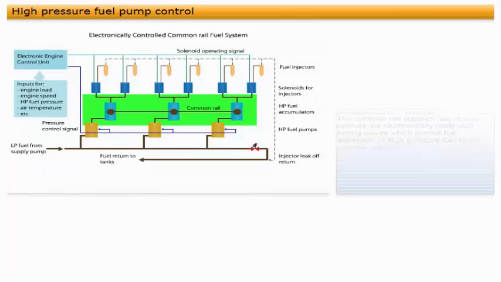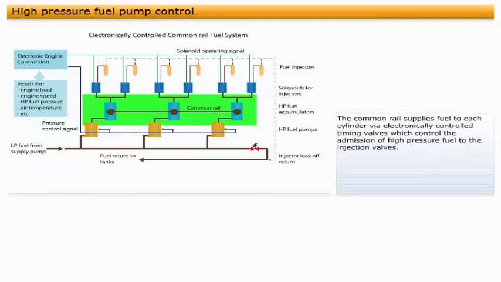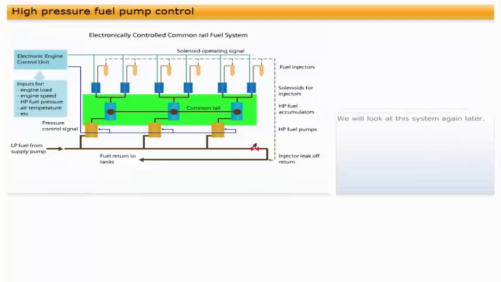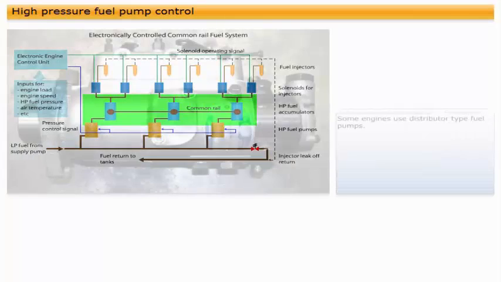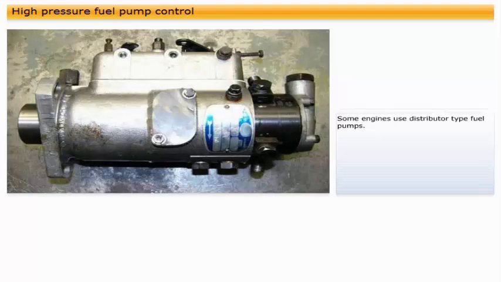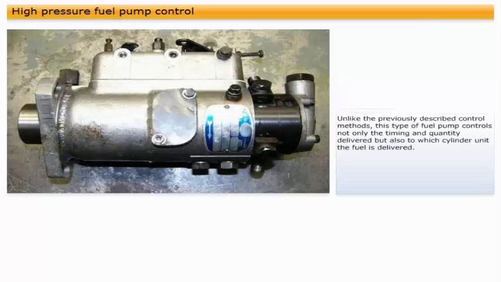Some engines use distributor-type fuel pumps. Unlike the previously described control methods, this type of fuel pump controls not only the timing and quantity delivered, but also to which cylinder unit the fuel is delivered. It is more likely to be used on smaller engines. To see the principle of how a distributor-type pump works, click on the button.